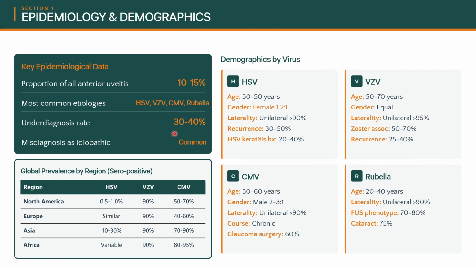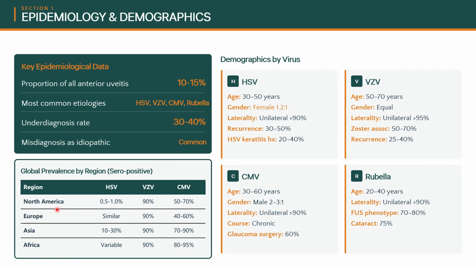Another thing is that nearly 30 to 40% of the cases of viral uveitis are missed and undiagnosed or not confirmed as viral etiology, and they are diagnosed as idiopathic uveitis. And this is maybe due to the atypical presentation of the cases or because of the lack of facilities for PCR tap and confirmation of the diagnosis based on virology.